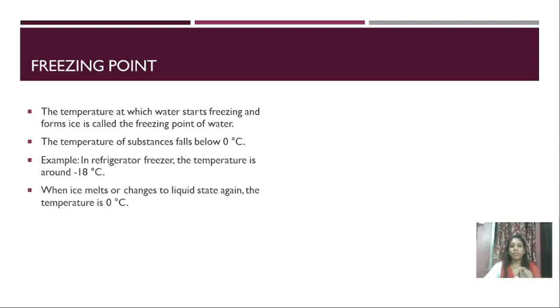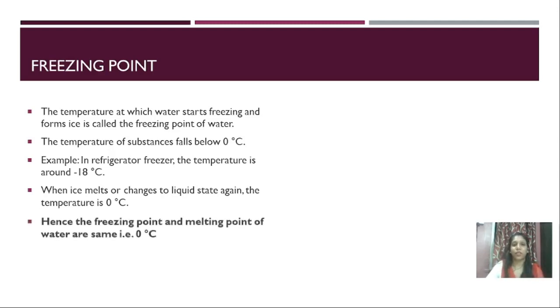When ice melts or changes to liquid state, the temperature is 0 degrees Celsius. Now we have seen, when you bring the ice cubes outside, they start to melt. They start again becoming liquid. So at that time when the ice is changing into water, the temperature is also 0 degrees Celsius. Hence, the freezing point and the melting point of water are the same, that is 0 degrees Celsius.